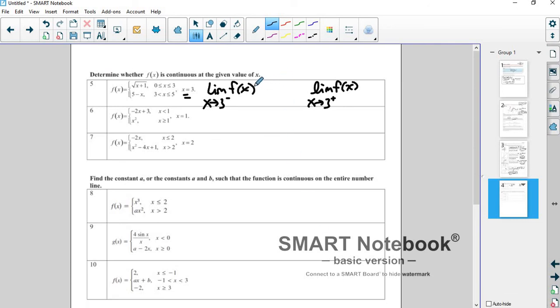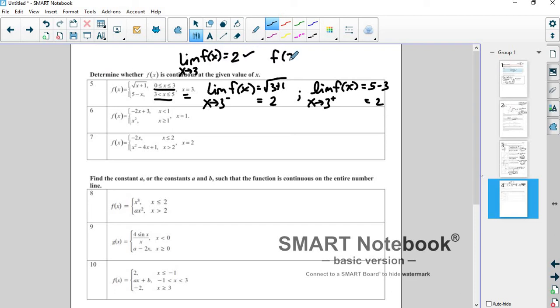All right, so what happens here? As you approach 3 from the left, you're less than 3. If you're less than 3, then you use square root of x plus 1, and so we get square root of 3 plus 1, which is square root of 4, which is 2. All right, how about from the right-hand side? From the right-hand side, you're more than 3, and so I'm going to use 5 minus x, so I get 5 minus 3, which is equal to 2. All right. So I get the limit from the left is 2, the limit from the right is 2, so the limit as x goes to 3 of f of x is equal to 2, so the limit exists.